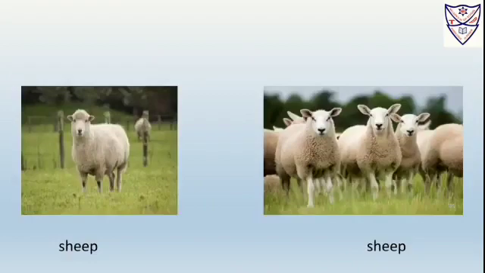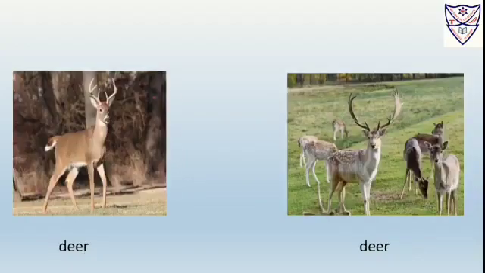Now we can say some nouns have the singular and plural alike. For example, sheep, sheep. Deer, deer. So this is how we can change singular to plural form by following these rules.